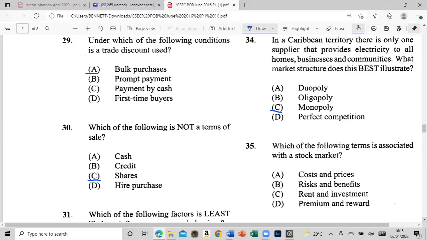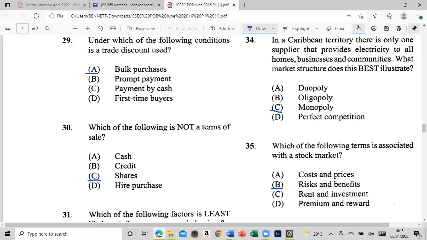All right, 35. Which of the following terms is associated with the stock market: cost and prices, risk and benefit, rent and investment, or is it premium and reward? And the stock market is very risky, but if you benefit, the benefits are great.